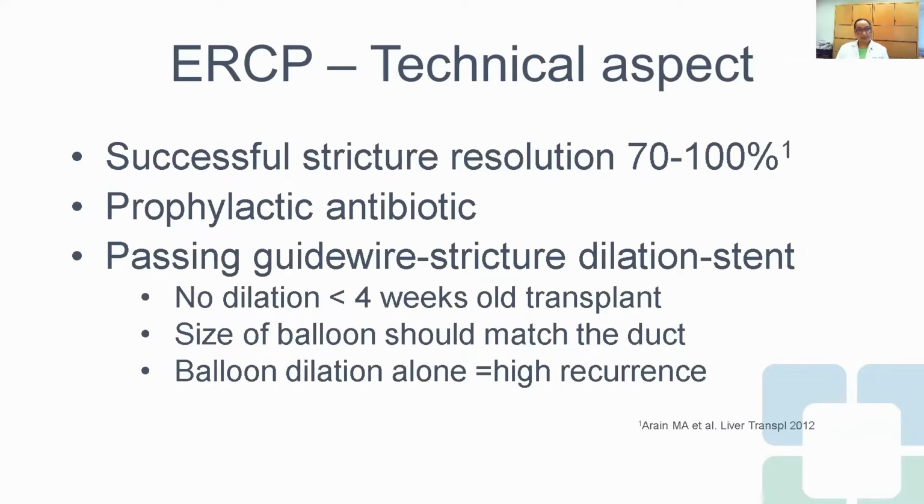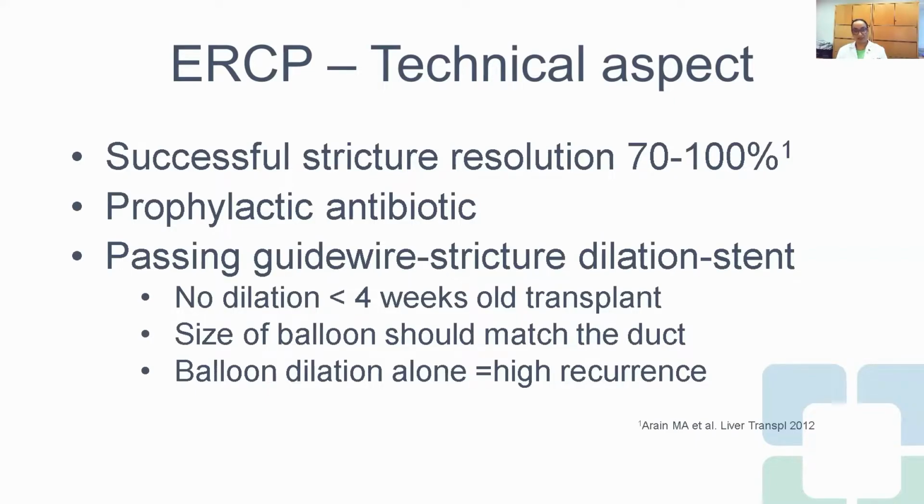Some of the technical aspects: all these patients, especially with conventional anatomy, we start with ERCP. And these patients all should be given prophylactic antibiotics in their post-liver transplant state. There are basically three stages for stricture management. One, we get the guide wire across the stricture. Two, we dilate the stricture. And three, we put a stent across this.